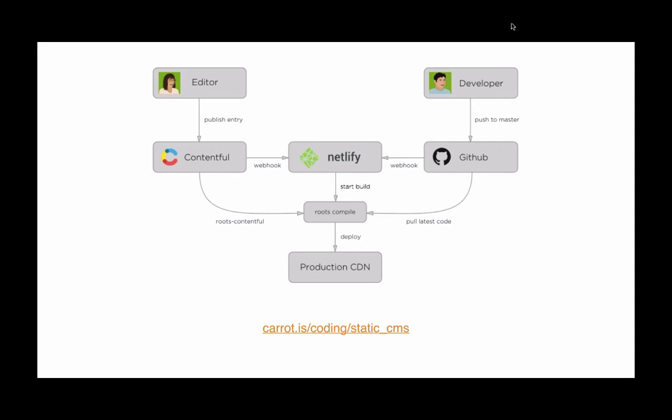So if you want to put it into a little diagram here, let's just focus on the left side. Now we have the people managing the content, the editors of our site, publishing entries to Contentful. The Contentful webhook will send out to the incoming webhook at Netlify. Netlify will then trigger a build. Roots is a command line tool, so it'll actually just run Roots compile. And then Roots has an extension, a little plugin, called Roots Contentful that gives a nice little wrapper that'll fetch the data from Contentful. We can also set it up with webhooks from GitHub, so it'll fetch the latest code on your master branch. It'll compile it and deploy it into a production CDN. And you can have custom domains and all sorts of stuff like that.